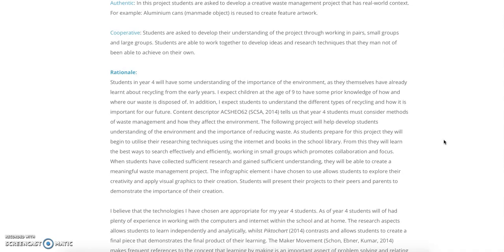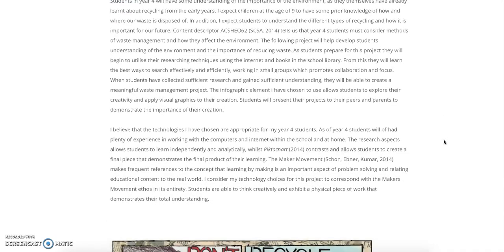When students have collected sufficient research and gained sufficient understanding, they will be able to create a meaningful waste management project. The infographic element I have chosen to use allows students to explore their creativity and apply visual graphics to their creation. Students will present their projects to peers and parents to demonstrate the importance of their creation.